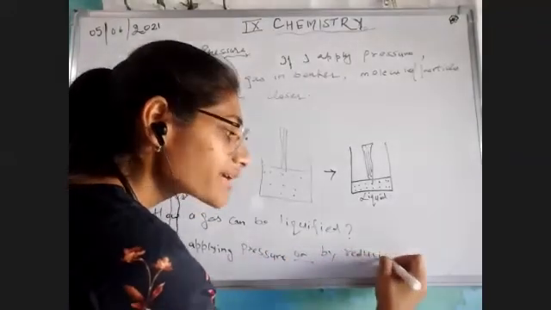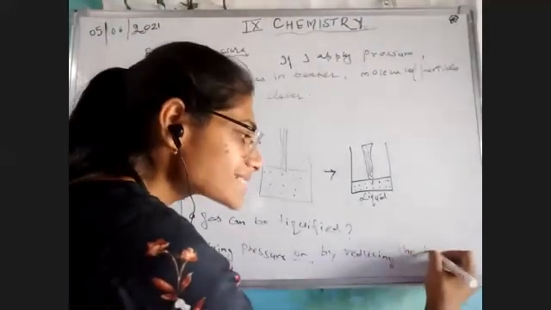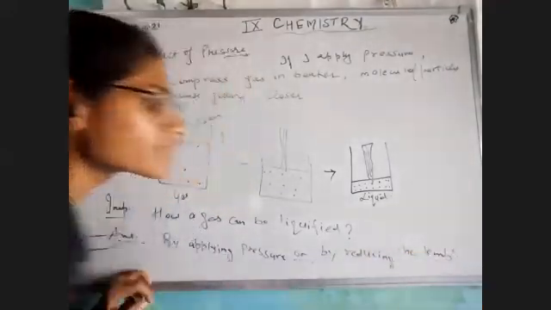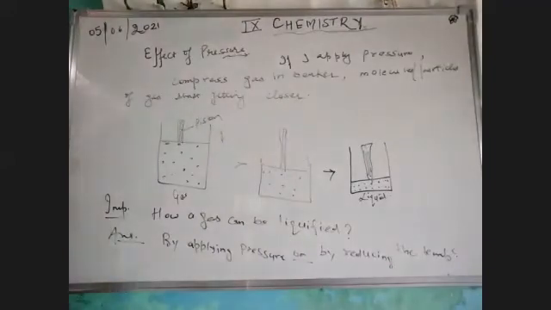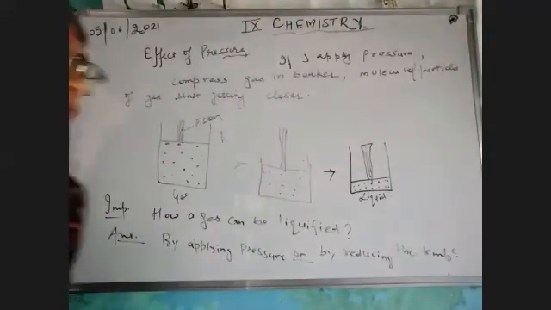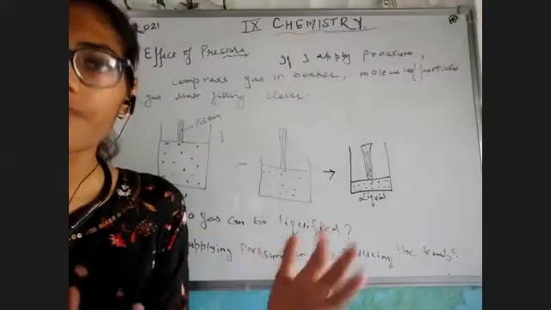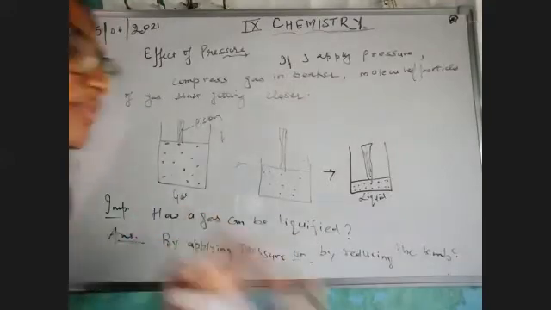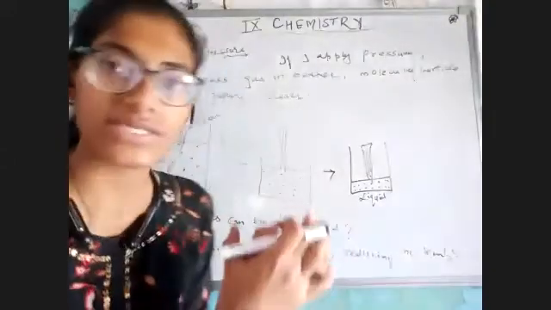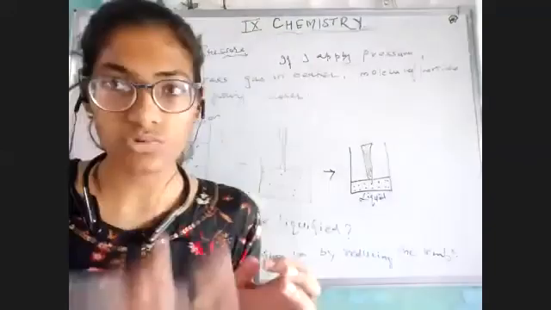Because if we would reduce the temperature, if we would decrease the temperature, what would happen? They do not have much kinetic energy. So they do not vibrate fast and they do not start getting away from each other. Because we have to make them close to each other. Say the gas is converting to a liquid.